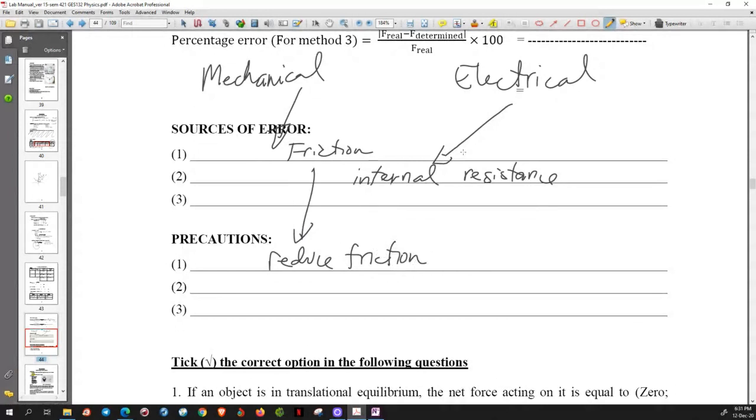How do you reduce friction? You put oil in the system. Okay? What about internal resistance? What is the precaution for internal resistance?